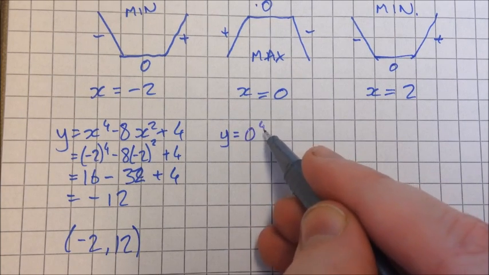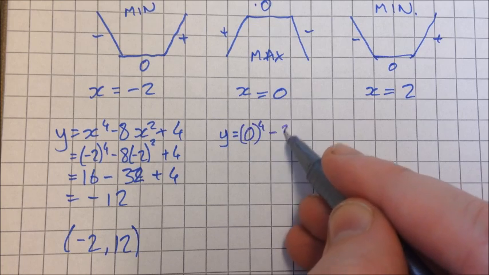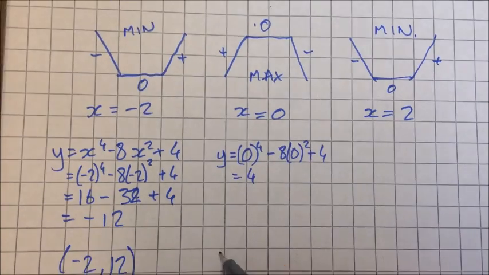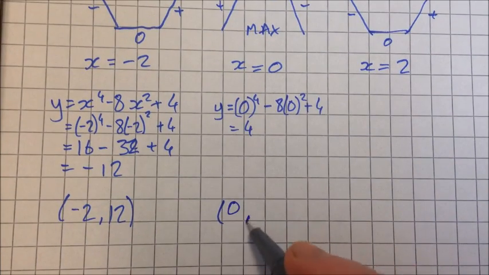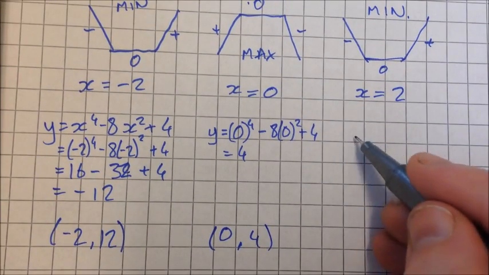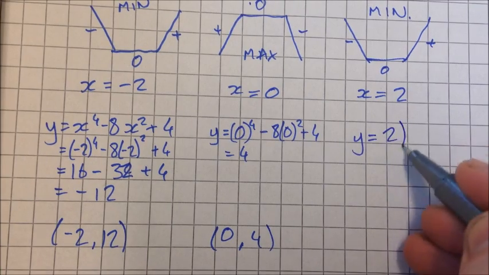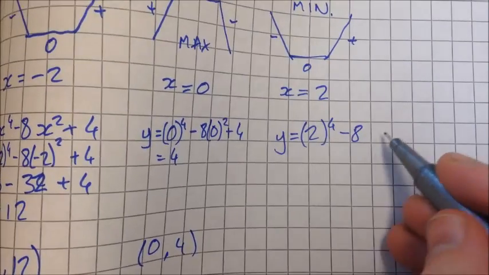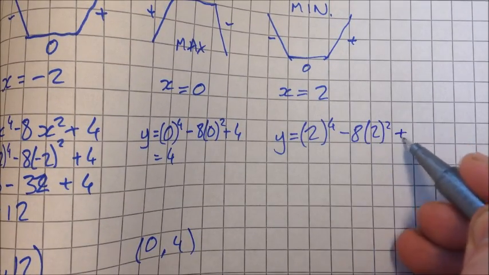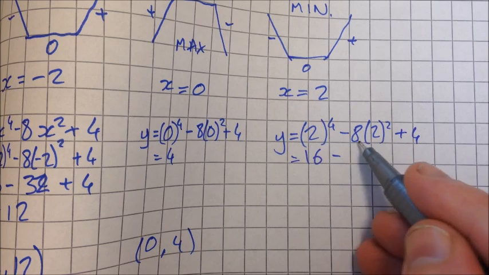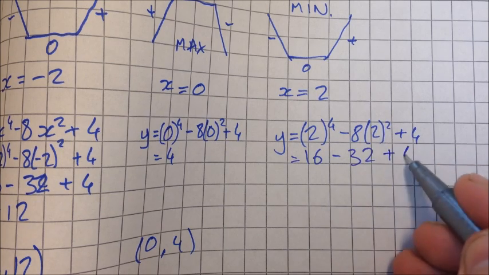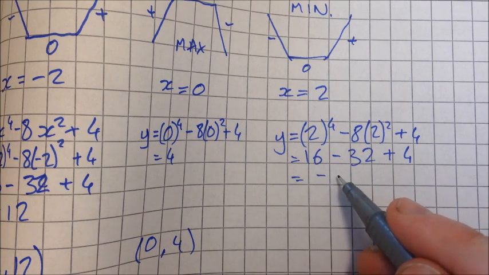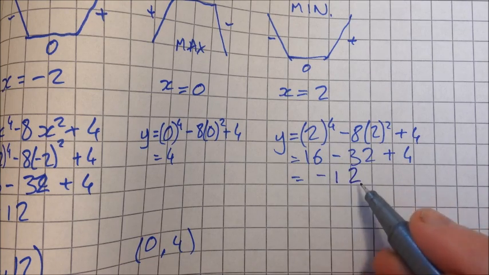This one, 0 to the power 4, take away 8 lots of 0 squared plus 4, so that is 4. So your second coordinate is 0, 4. And your last one, take away 8 lots of 4, that's 32, plus 4 is, so that's negative 16 plus 4, that's negative 12.